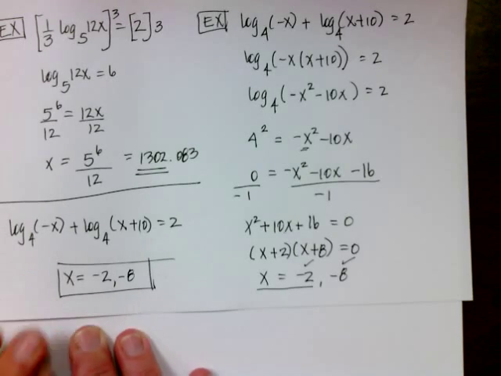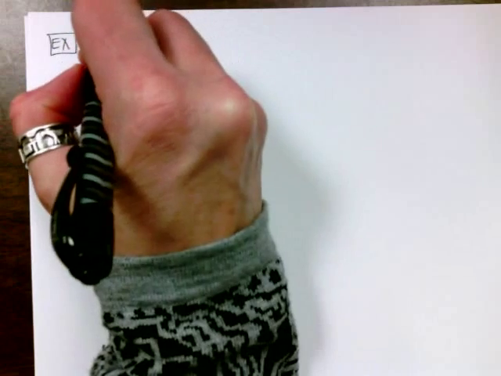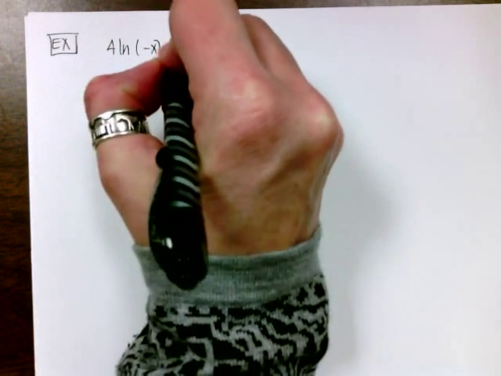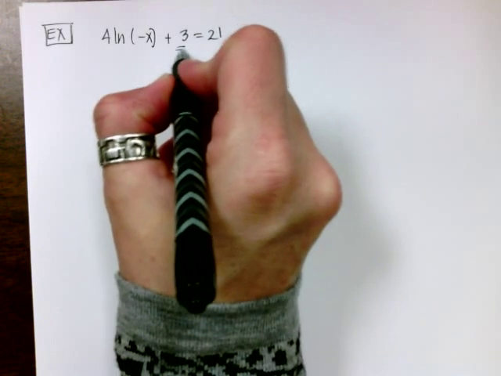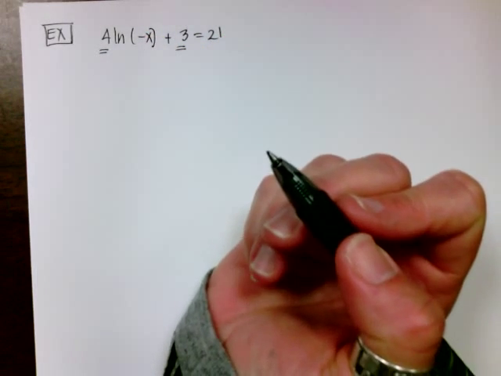Okay, I have 3 more examples for you. Alright, and then we'll get our problems. Okay. So here's our next one. Again, it says solve for natural log negative x plus 3 is equal to 21. All right, to start solving this one, the first thing that I would do is manage the 3, and then I'm going to manage the 4, and then we'll be good.